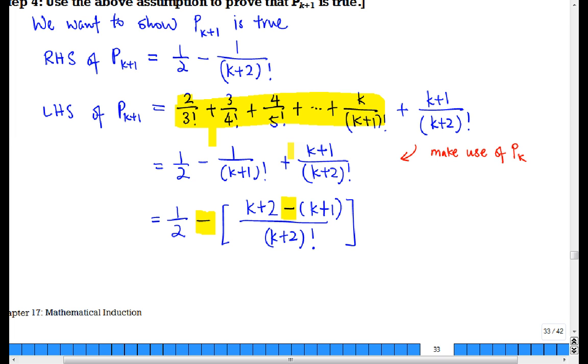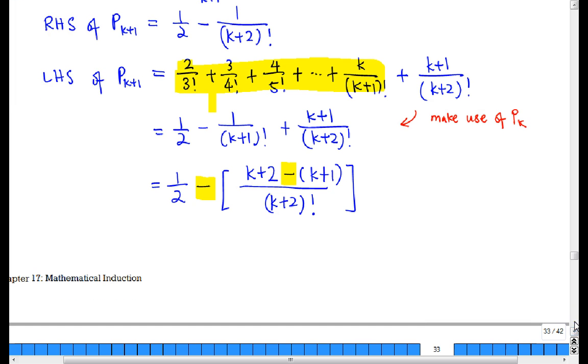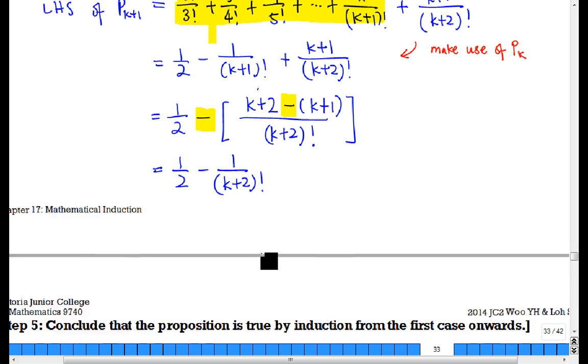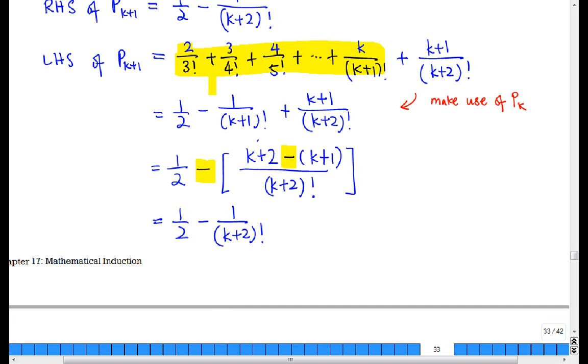Okay, I'm just combining the two fractions. I get half k here. k minus k I get 0. 2 minus 1 I get 1. Wow, magic. Now left hand side equals right hand side. Right? Got space or not? No space. Never mind. Supposed to write here. So equals to right hand side of Pk plus 1.